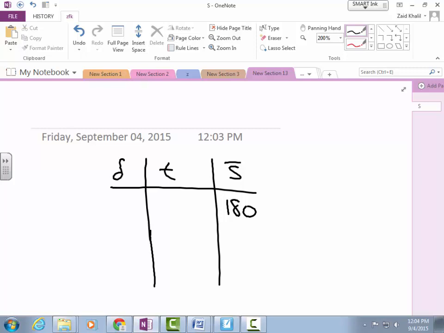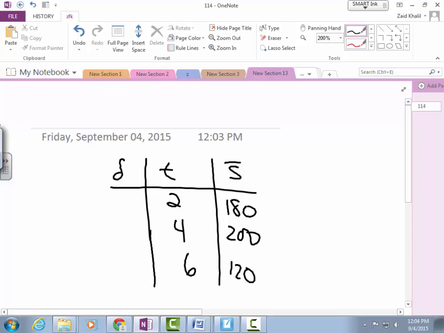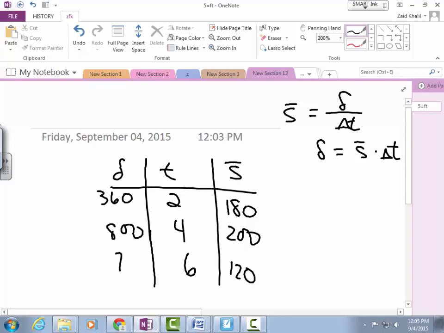So what do we have here? It goes 180 miles per hour for 2 hours? All right. Then what happens? And then what? Beautiful. So what is this begging us to do? Compute all the distances. This is just a straightforward algebraic rearrangement. S bar is equal to delta x over delta t, so delta x is equal to S bar times delta t. So you just multiply them. You got 360 here, you got 800 here, and you got 720 here.